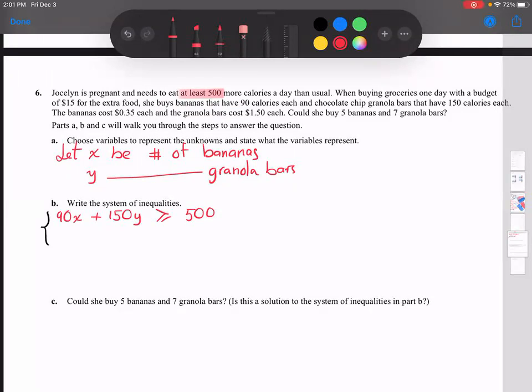One thing at a time. All right. Second inequality. And then on the right-hand side is how much you can spend, $15. What does budget mean? At most $15. Her budget is $15. She cannot spend more than that. So at most means less than or equal to.